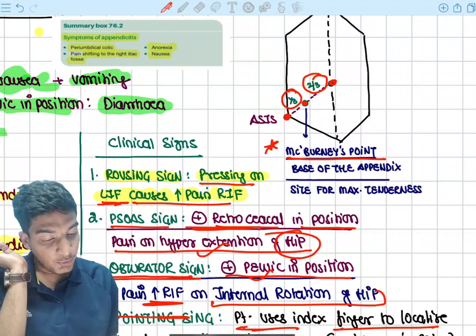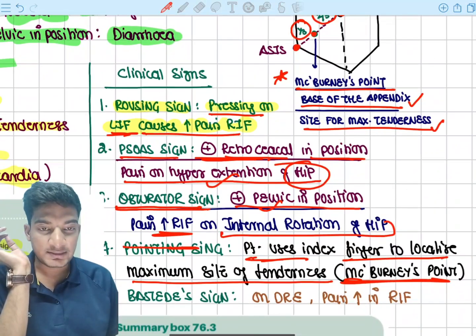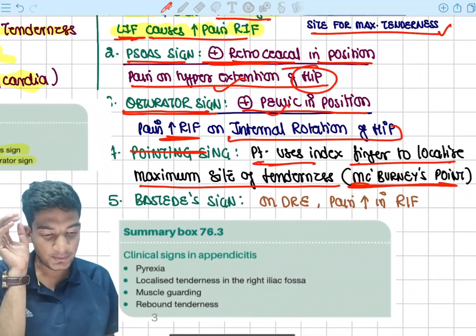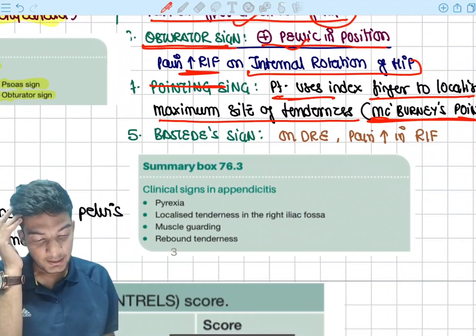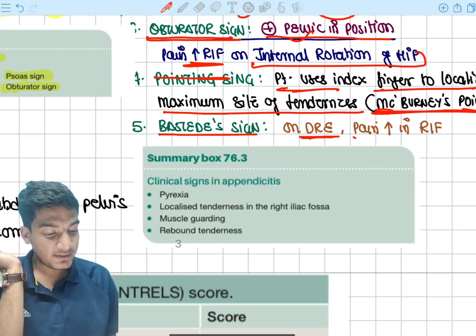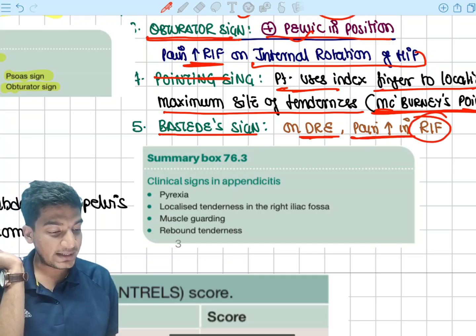At McBurney point, base of the appendix is found. Site of maximum tenderness. The base of the appendix is where the three taeniae coli merge, and there the base is found. Next is Rovsing's sign, that is on distal rectal examination, pain increases in right iliac fossa.